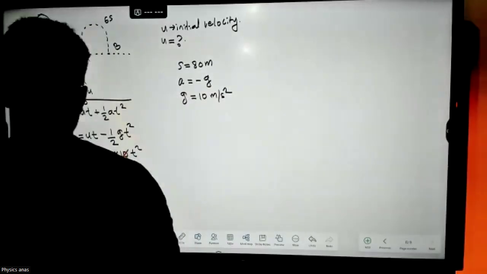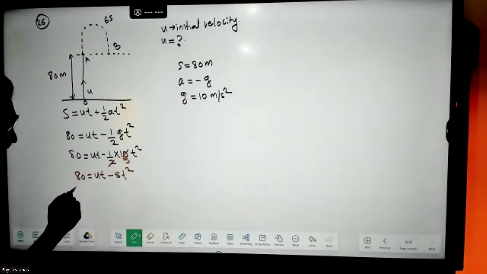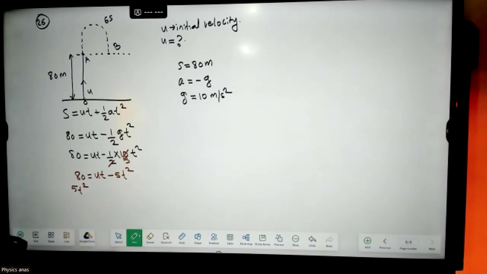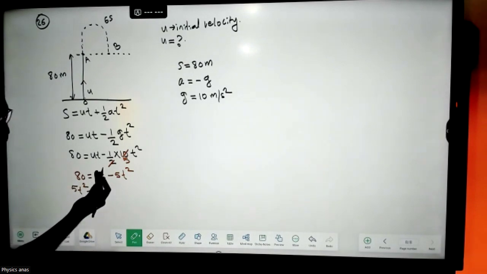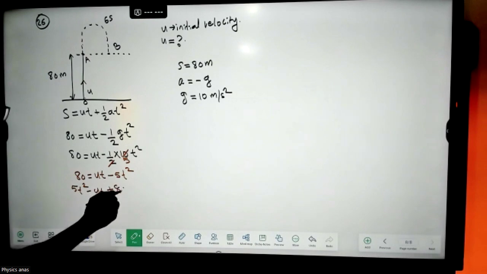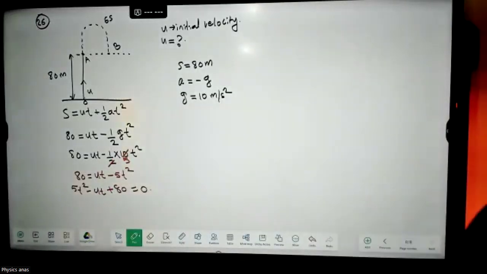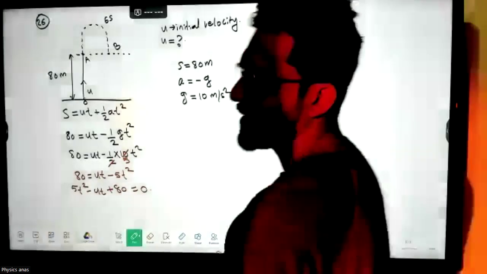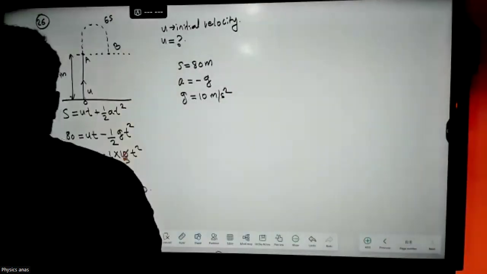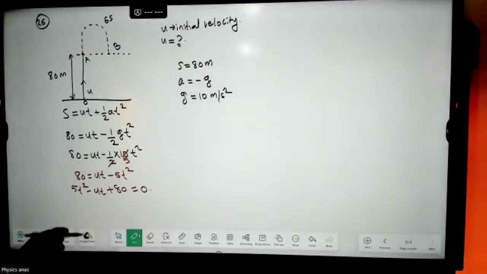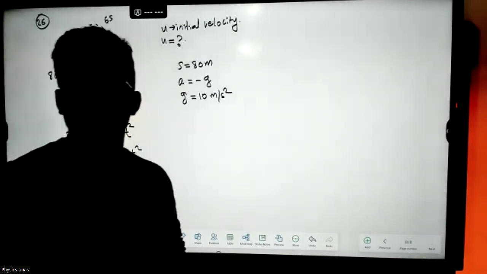If you bring the term minus 5 t square to the other side, it will become plus 5 t square. Bringing the other term over, that will be minus ut, and there is already an 80, so 5 t square minus ut plus 80 is equal to 0. You have a quadratic equation here, and you have to find the value of t from that. There is no other data given to find t.